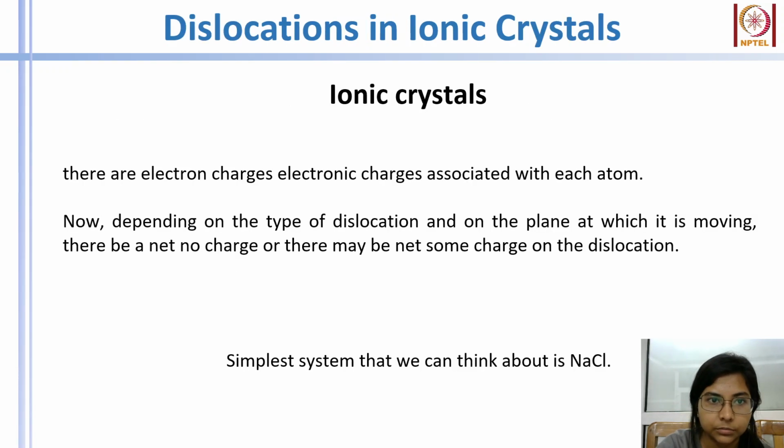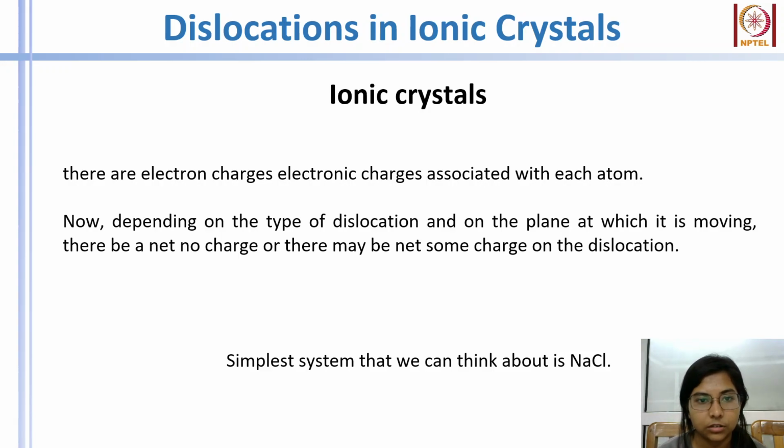So now the ionic crystals. What are ionic systems? If I ask you what is the most common ionic system that comes to your mind, what will you say? We will say table salt, right? Table salt or rock salt, which is also called NaCl. So it is sodium chloride.